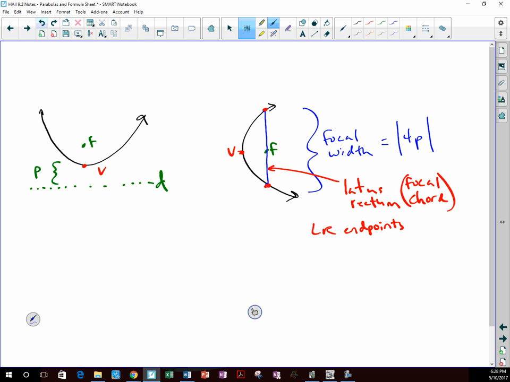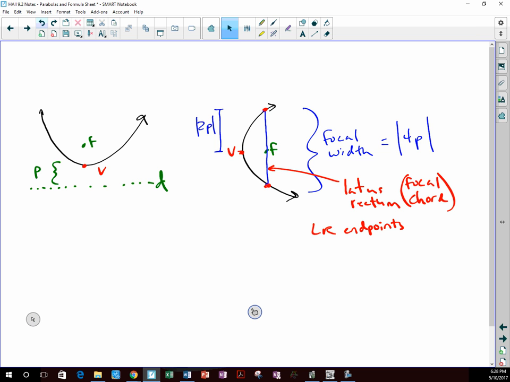So that means if this whole width from here to here is 4p, then from the focus to each endpoint of that chord is 2p. From here to here is 2p. And really it's the absolute value of 2p, because as we'll see, p can be negative, but that's just going to be distance there. So that distance is 2p.